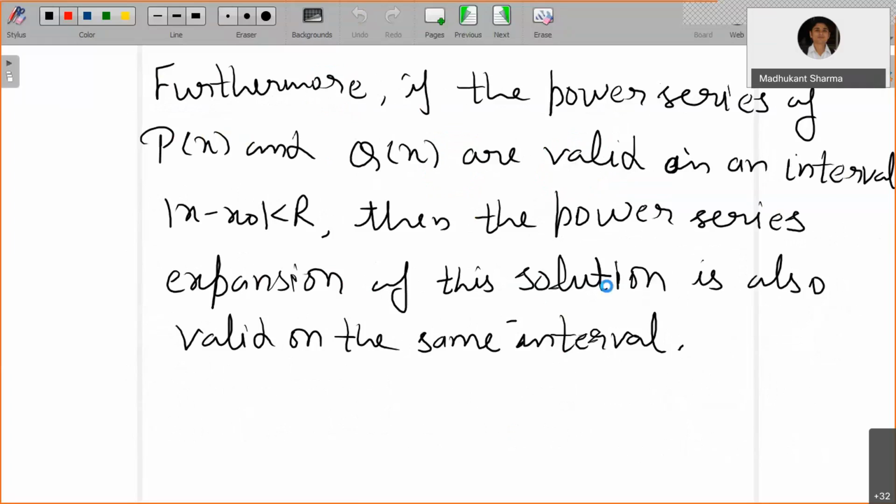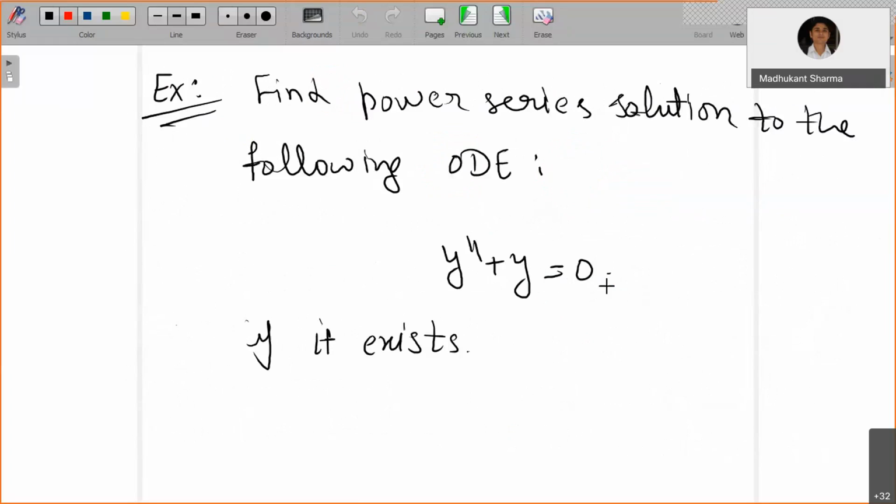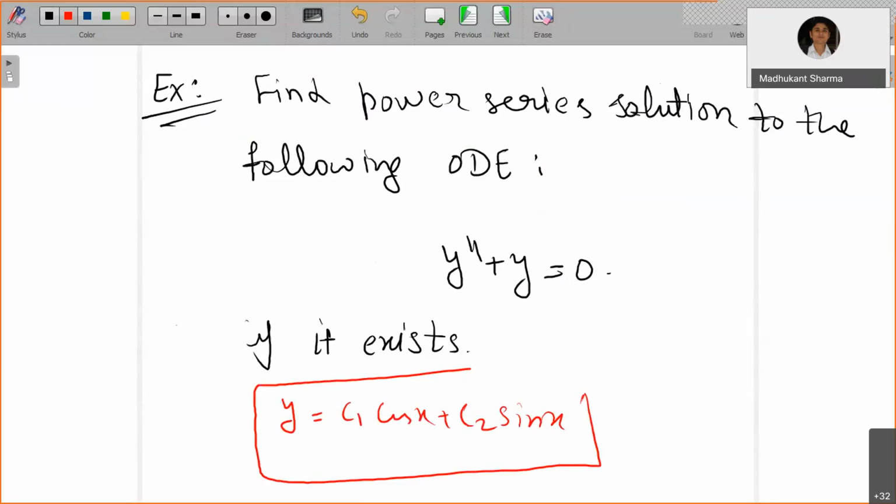Okay, right. So let's look at the following very simple second order differential equation, for which you already know the general solution. I hope you can recall that y equals c1 cos x plus c2 sin x is the general solution. By using the auxiliary equation, m square plus 1 equals 0, the auxiliary roots are plus minus i. So cos x and sin x are the linearly independent solutions of this equation.